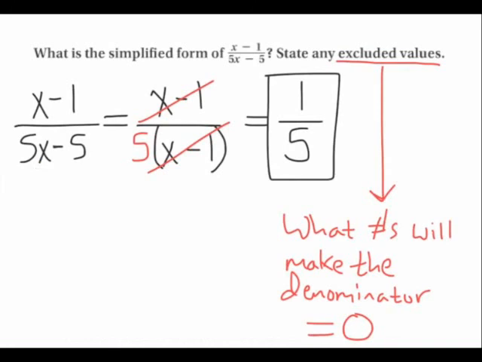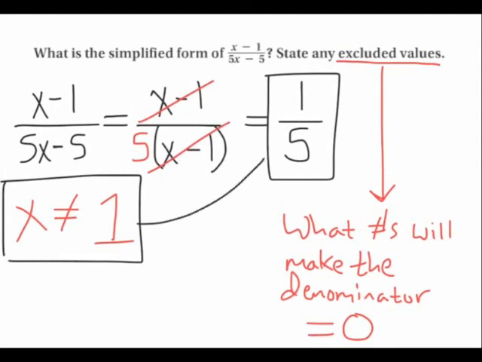I hope that you said 1. 1 is an excluded value, because if we stick it in right here, or even easier to see, if we stick it in right here, then the denominator of the fraction becomes 0. So the way that we write that is, okay? So these two pieces go together.